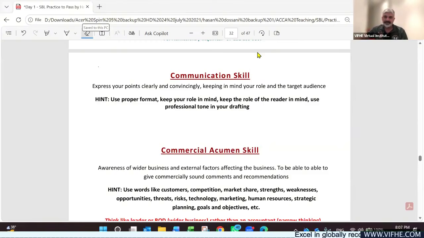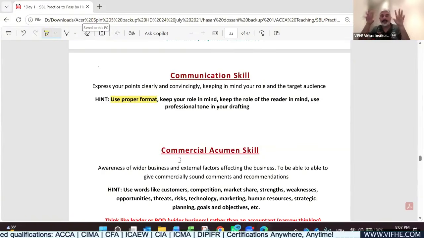Obviously. So this is an inbuilt quality which should be there. So in your SBL, what does communication skill mean? It's very simple. First of all, your format.